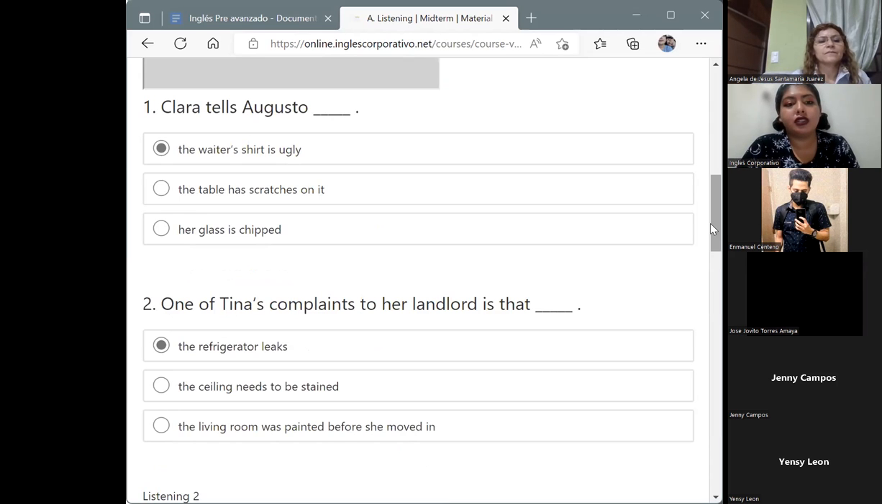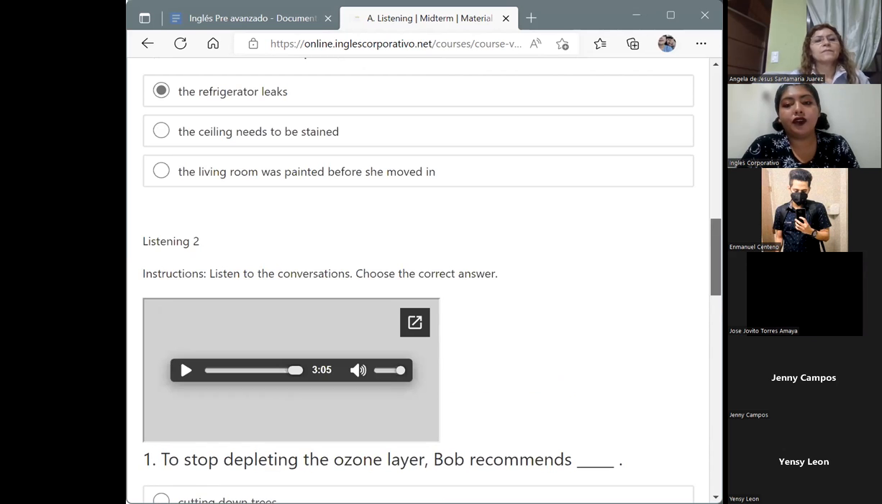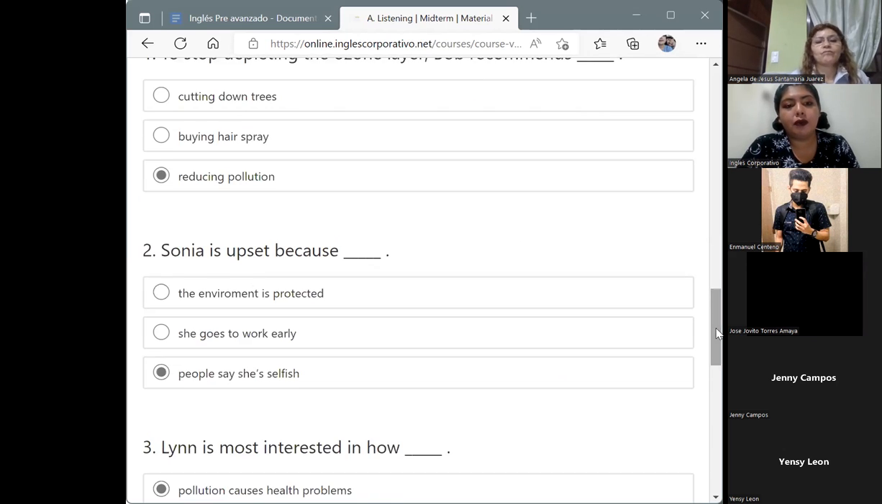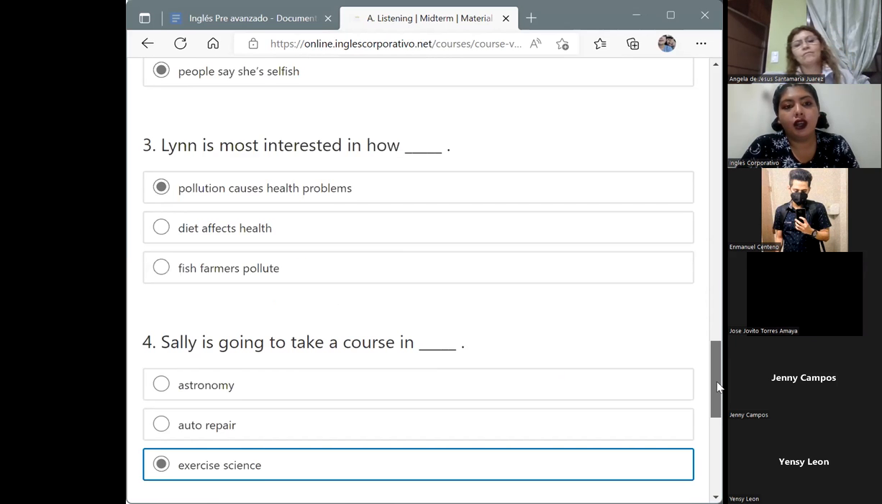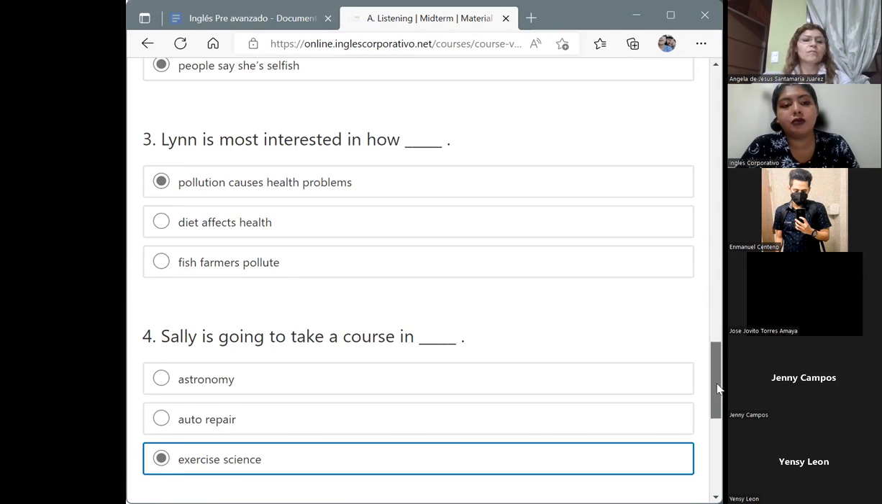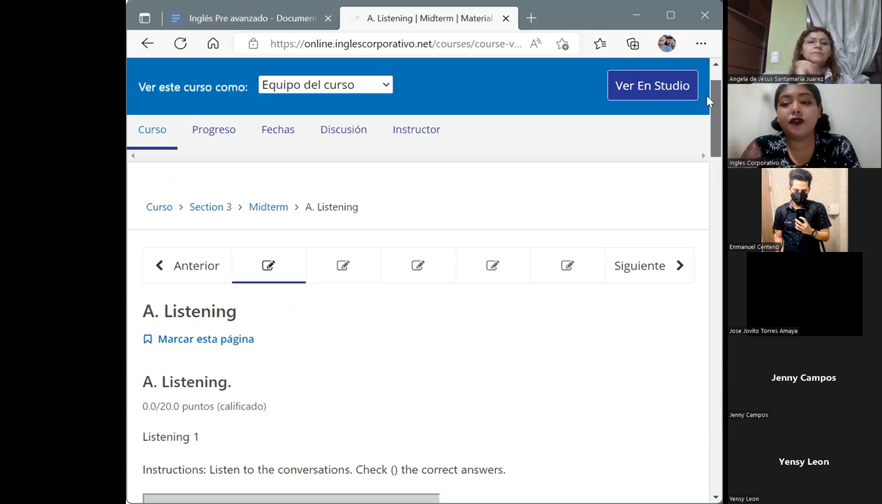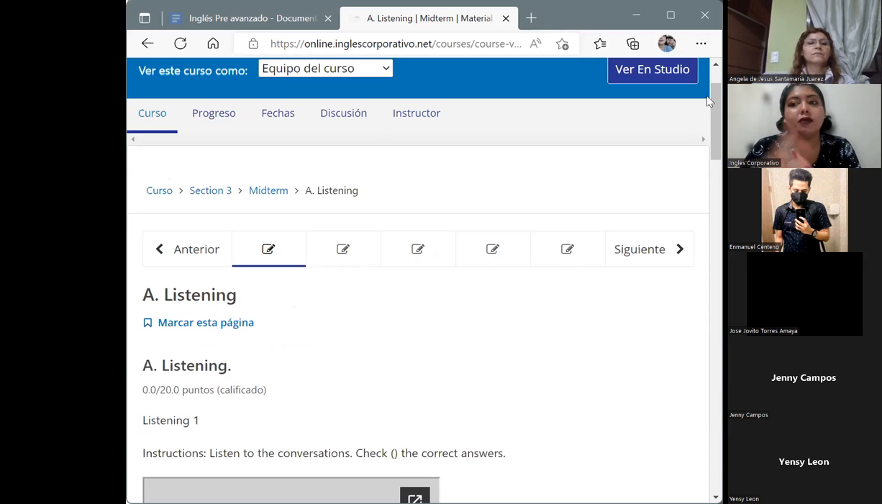The waiter's shirt is ugly. The refrigerator leaks. Reducing pollution. People say she is selfish. Pollution causes health problems and exercise science. And then you have three or four more parts of the exam, so you need to complete it for today. So we're going to end the session here.